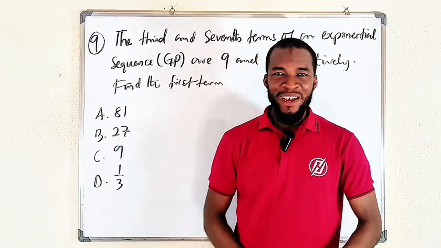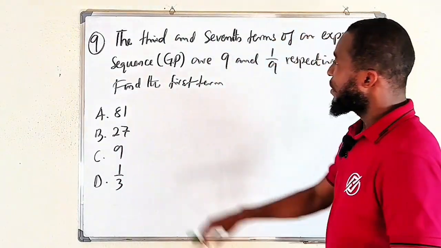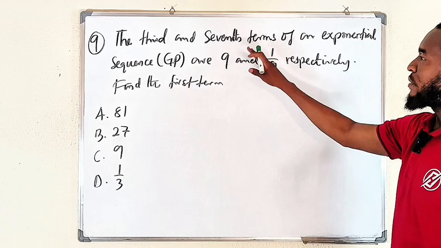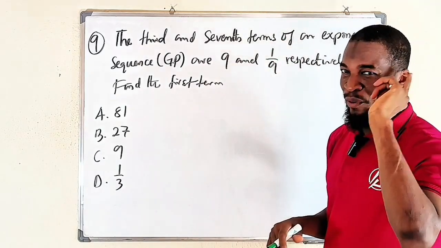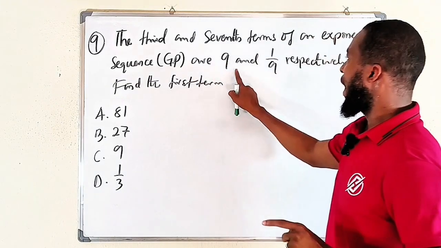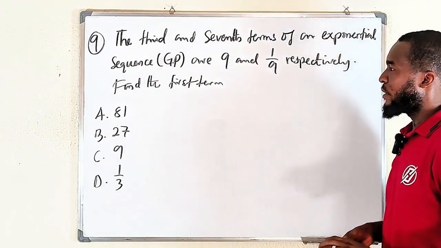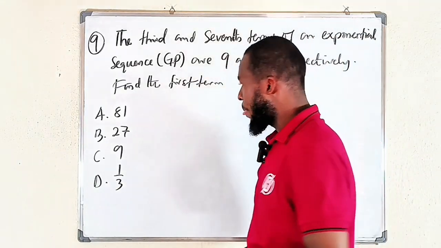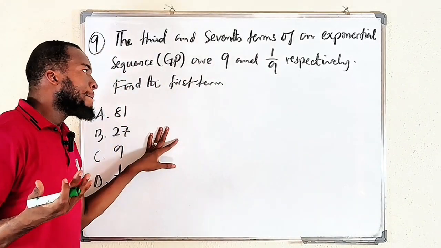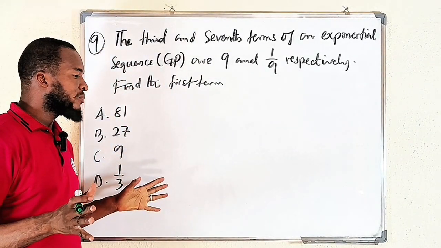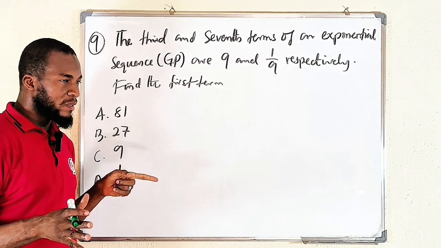Here is question 9. Question 9 reads: the third and the seventh terms of an exponential sequence, which is a geometric progression sequence, are 9 and 1 over 9 respectively. We're asked to find the first term. There are different ways of tackling this problem. Should I use the shortcut?